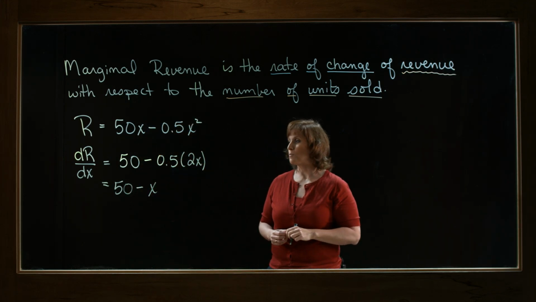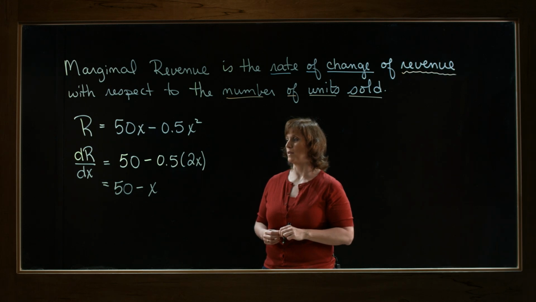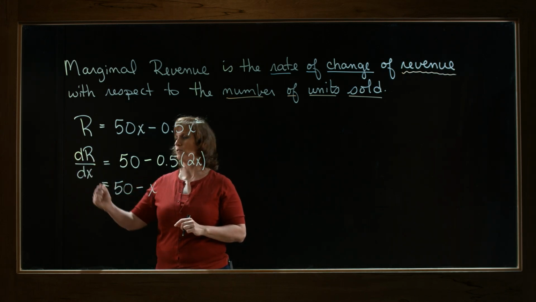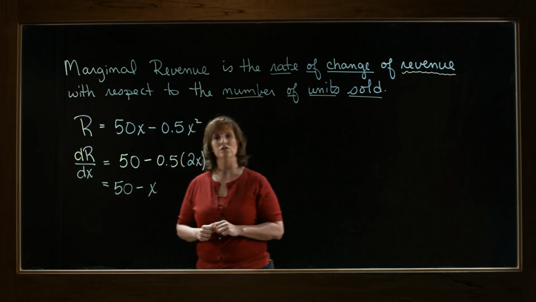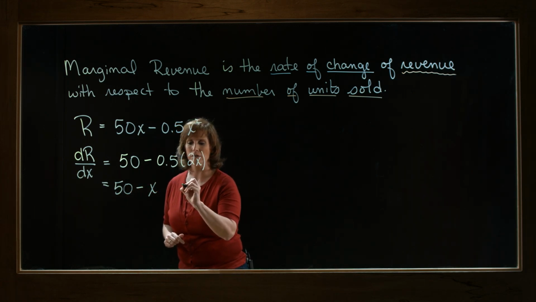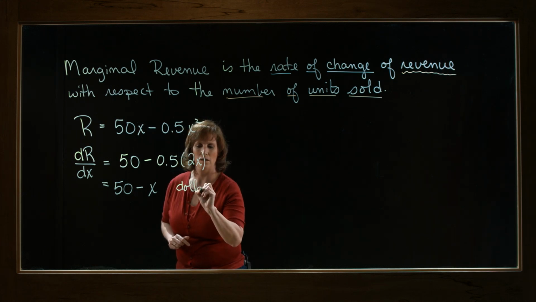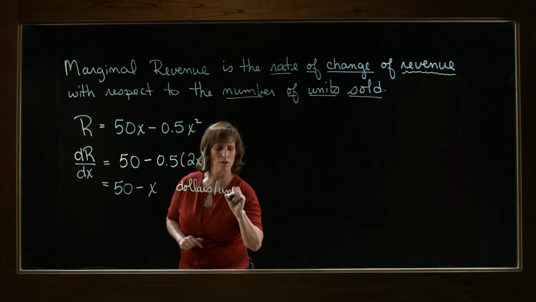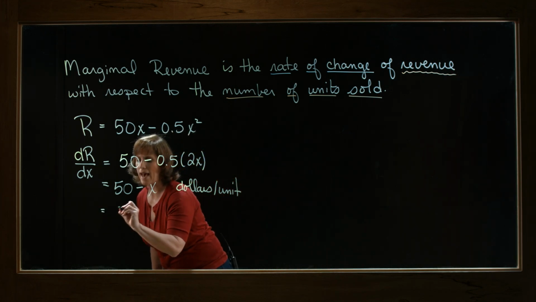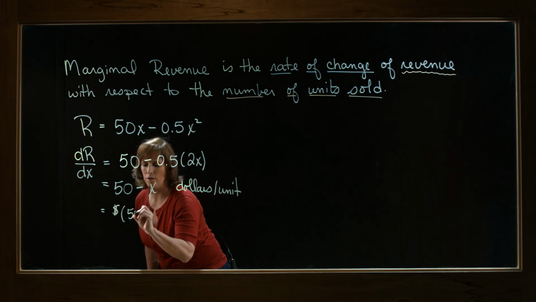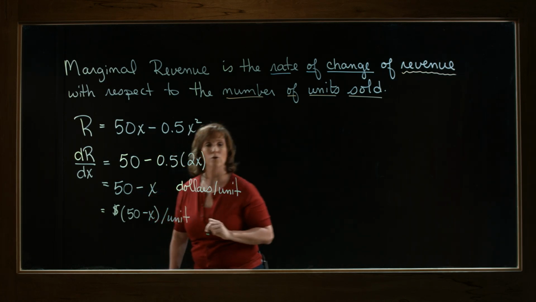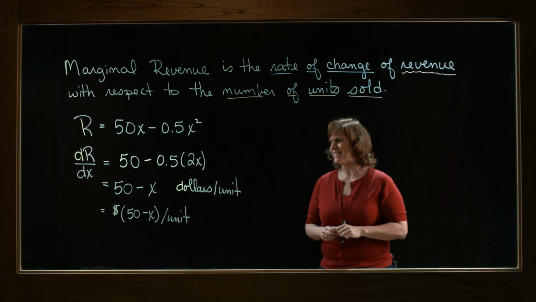Because this is an application problem, I'd like to get some units associated with this. Well, I know that R is measured in terms of dollars and x is measured in terms of units sold. So dR/dx will be in dollars per unit. If you prefer, you can write this as 50 minus x dollars per unit. Now, what exactly does this tell us?